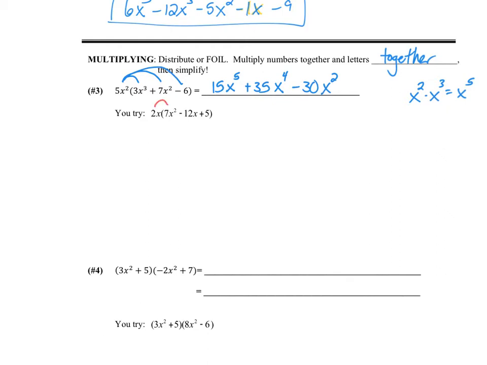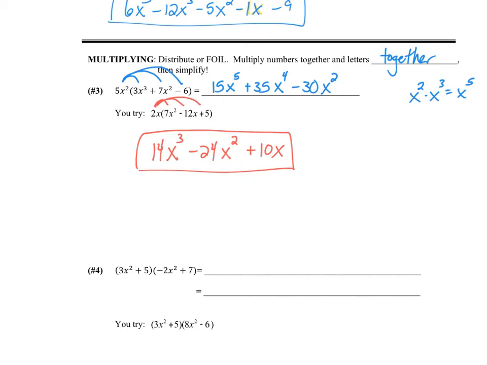2x times 7x squared. 2 times 7 is 14. X times x squared is x to the third. 2x times negative 12x. 2 times negative 12 is negative 24. X times x is x squared. And then 2x times 5 is positive 10x. So that was just distributing.